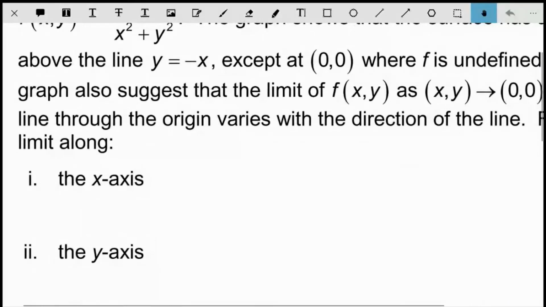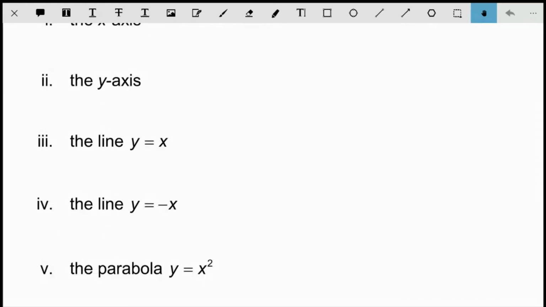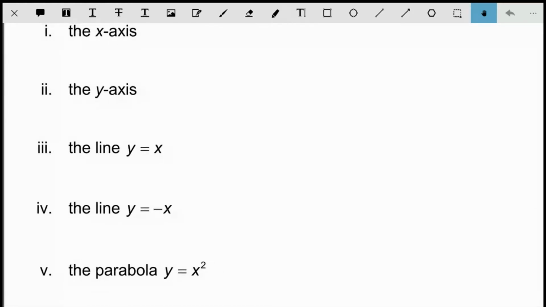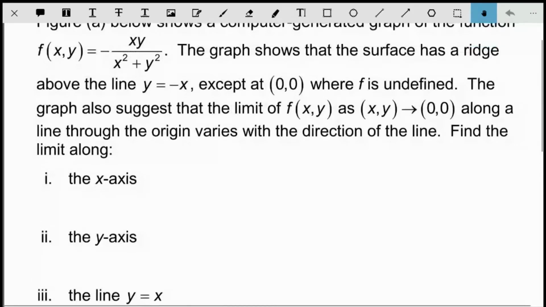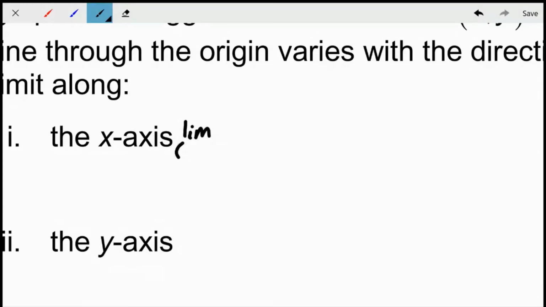Okay, so let's say we wanted to take this limit as we approach the point 0, 0. We're going to take different paths to that point into account. I've got 5 different paths listed here: the x-axis, the y-axis, the line y equals x, the line y equals negative x, and the parabola y equals x squared. We'll figure out whether we get the same value every time we approach along these different paths. So this would be the limit as (x, y) approaches the point 0, 0 of f of (x, y).